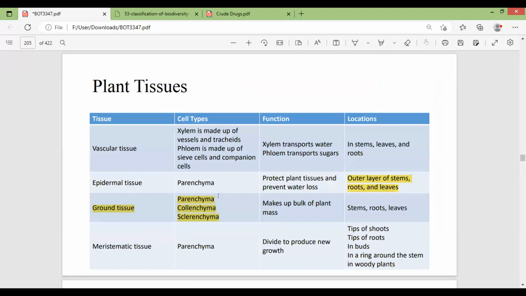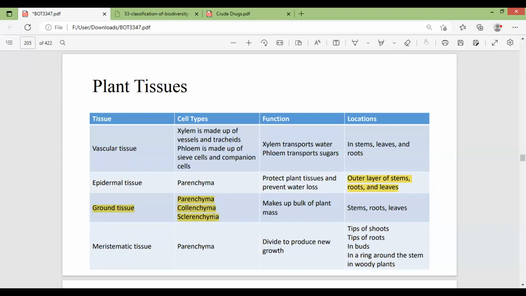Parenchyma, we said parenchyma, storage, right? Characterized by large vacuoles. It also forms the meristematic tissue. What's the meristematic tissue? It has the ability to produce new growth, tip of the shoot, tip of the root, such stuff.